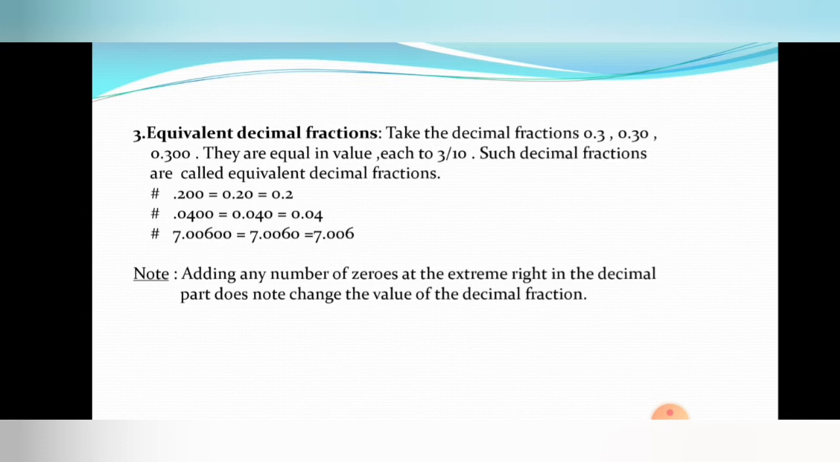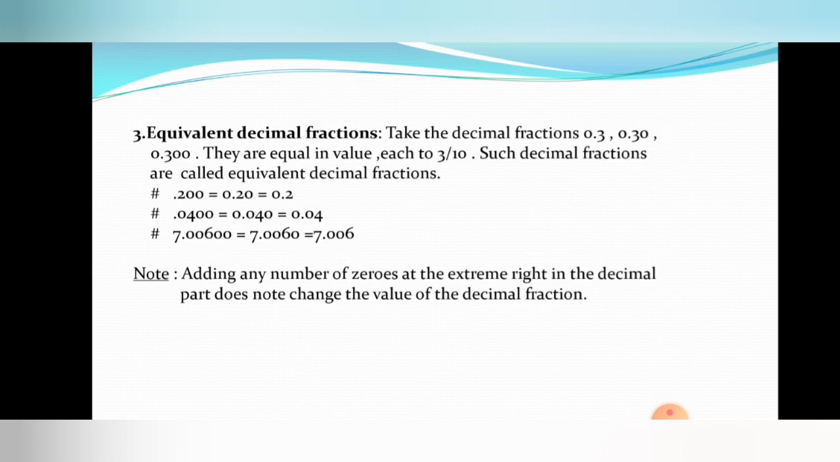Okay. Next, the second one: 0.0400 is equal to 0.040 is equal to 0.04. And here also the value is the same, 0.04. And the third one is 7.00600 is equal to 7.0060 is equal to 7.006. Okay, here the note is there.